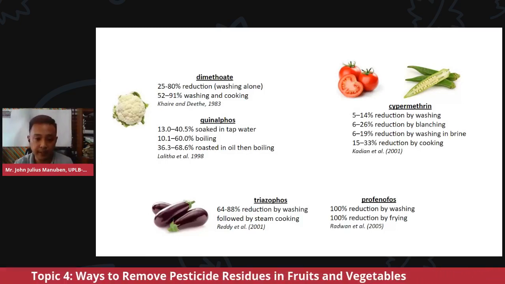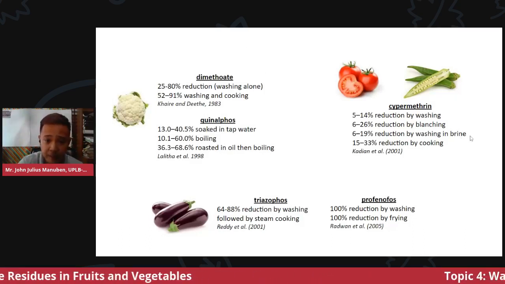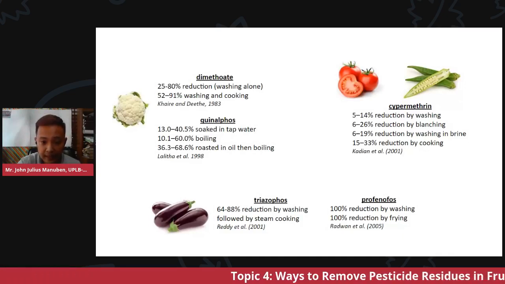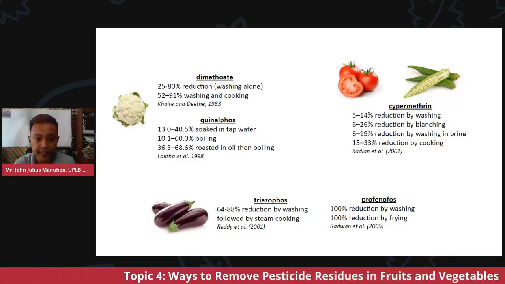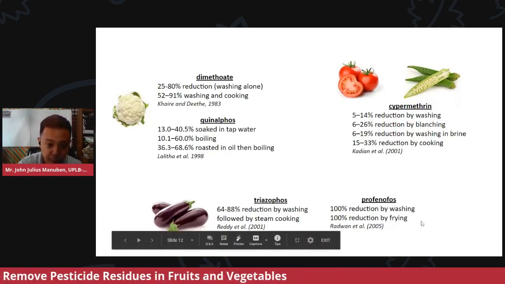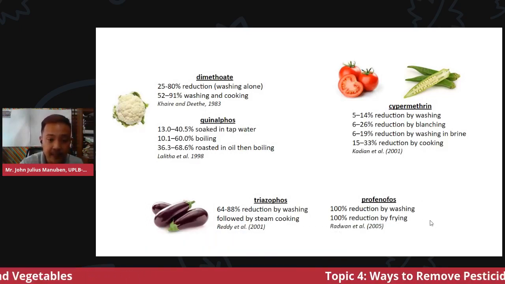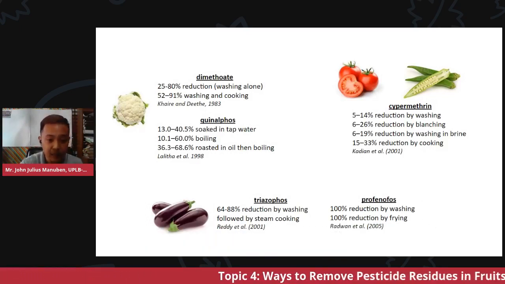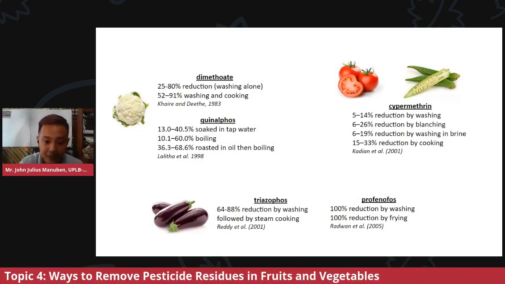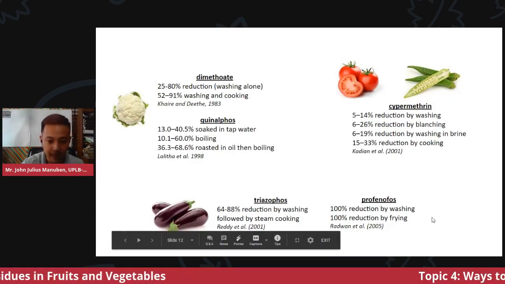Roasting, and then boiling. For tomato and okra, so makita natin dito, 5 to 14% washing alone, then by blanching, and then reduction by cooking. So 15 to 33%, nag-increase yung range. And then for triazophos and profenofos in eggplant, they reported 64 to 88% reduction by washing and steam cooking. And dito naman sa profenofos, 100% reduction din by frying sa profenofos in eggplant.